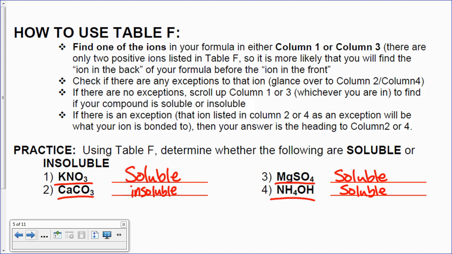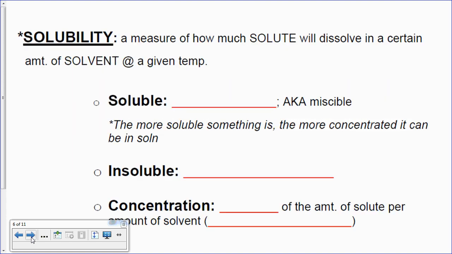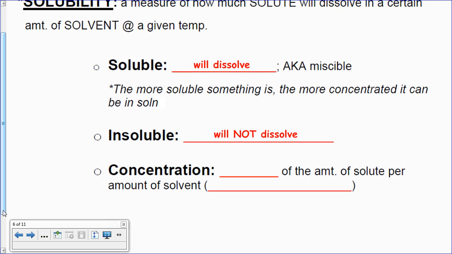Okay, let's see what else we've got for us. So lots of practice on that. Solubility is a measure of how much solute is going to dissolve in a certain amount of solvent at a given temp. So soluble means all is going to dissolve, aka miscible. It will mix, it will dissolve. Insoluble is not going to dissolve. Simple enough. Concentration is a ratio. It's a calculation, if you will. Amount of solute per amount of solvent. So it's like, how much sugar did you put into your iced tea? Or how much salt did you put into the water, trying to trick somebody? It's a ratio. A little bit or a lot of it.